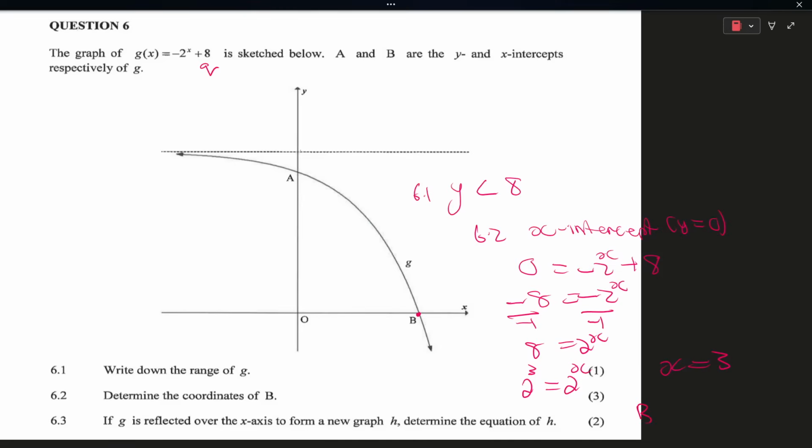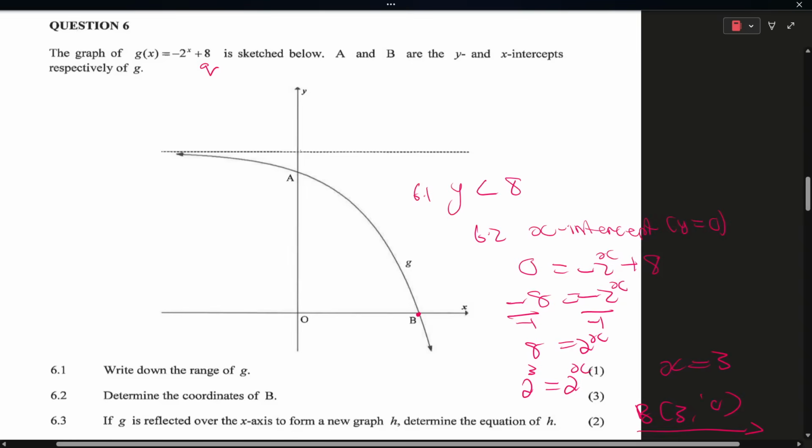So what is the value of b? b is 3. What is the y value that I replaced with? 0. That is my coordinate of b. Okay, do you see that class?